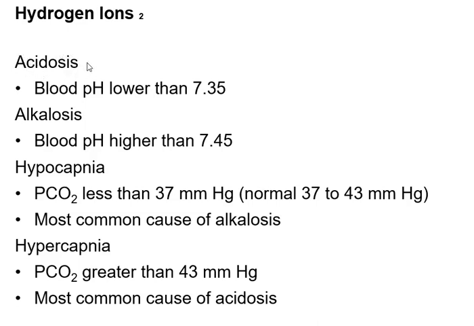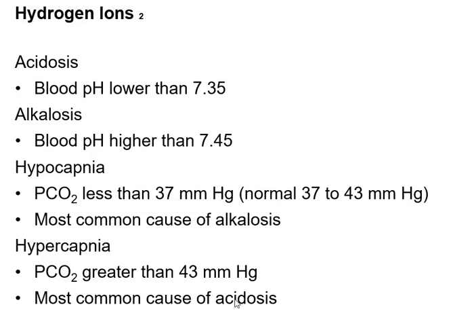So remember, if they say that you have acidosis, it means that your blood pH is too low, dangerously low. And alkalosis is when it is too high. It is too alkaline. It's too basic. And then capnia is the word for carbon dioxide. Capnia. So hypo, not enough. Hyper, too much.